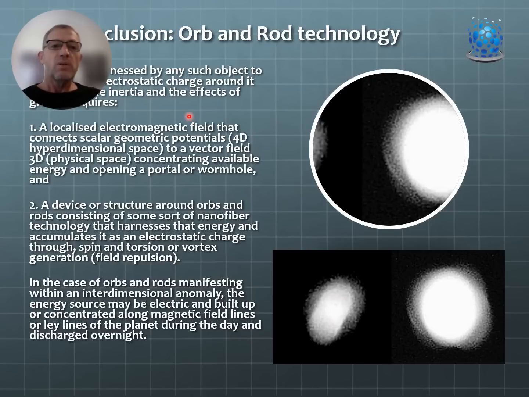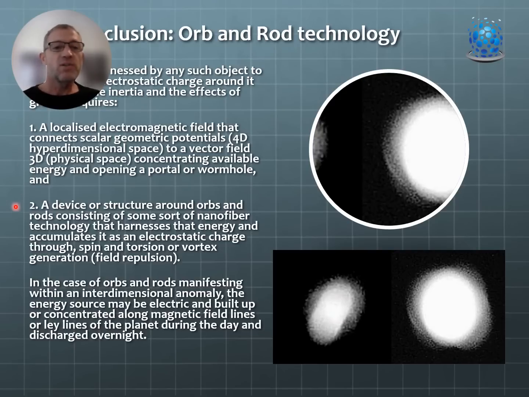So in terms of electrostatic charge and overcoming inertia and the effects of gravity, what we've got here, number one, a localized electromagnetic field that connects scalar geometric potentials, so 4D hyperdimensional space, to a vector field in 3D or physical space that concentrates available energy and opens a portal or wormhole. In other words, an interdimensional anomaly.